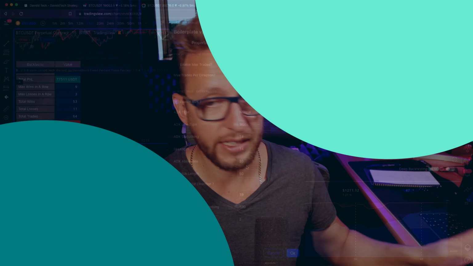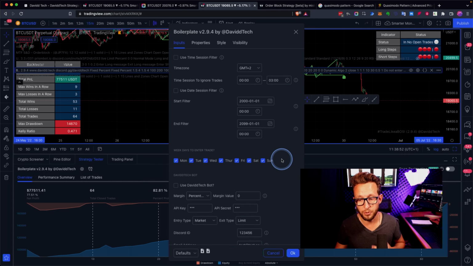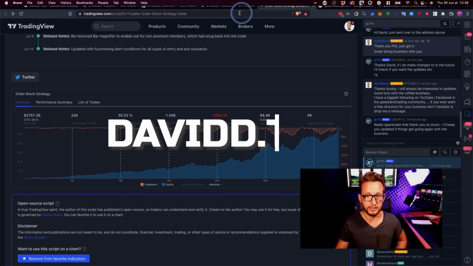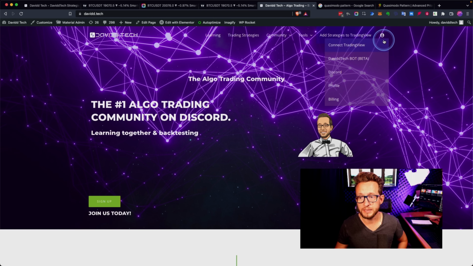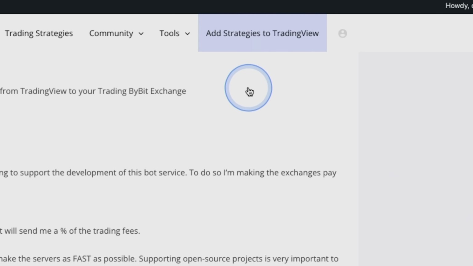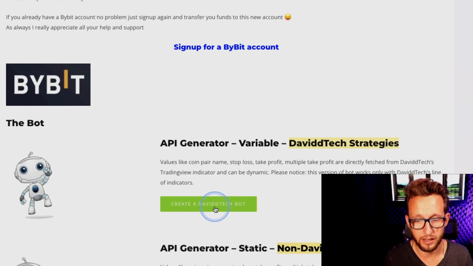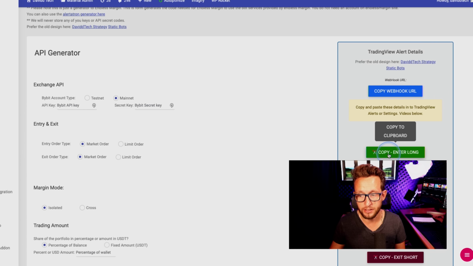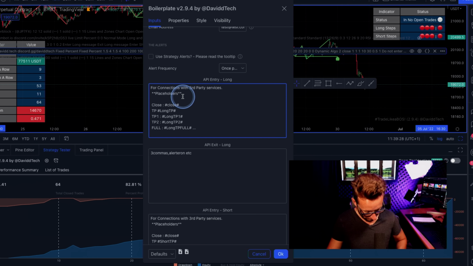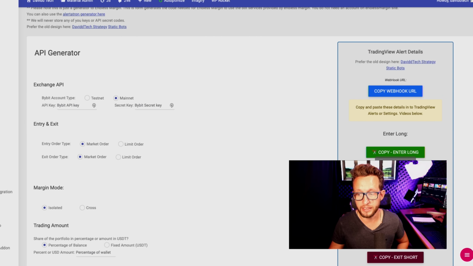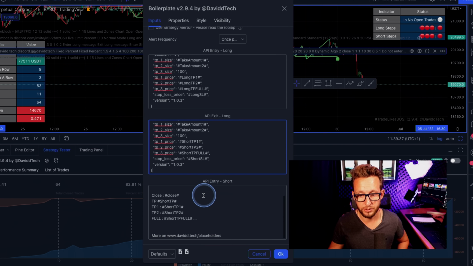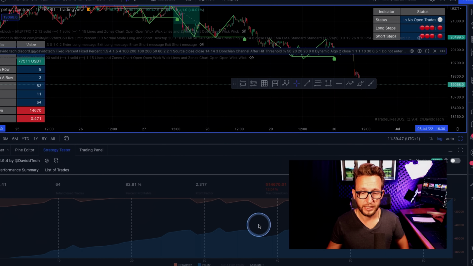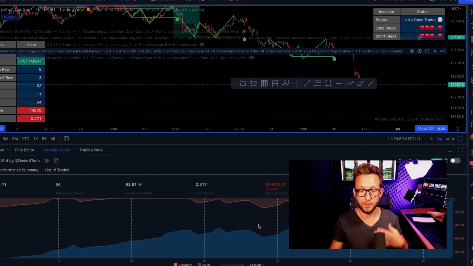So the last thing that we'll do is I'm going to connect this to bots. You can now connect all of this to ByBit very quickly by just going over to DaviddTech and clicking up here where it says DaviddTech bots, then you click here on the create a DaviddTech bot, and literally all you do is add your ByBit API keys here, copy and paste the code from the bots here to here, just like this, and to here, and you save, you create an alert, and you're ready to go. Your bot is ready set up for automatic trading.